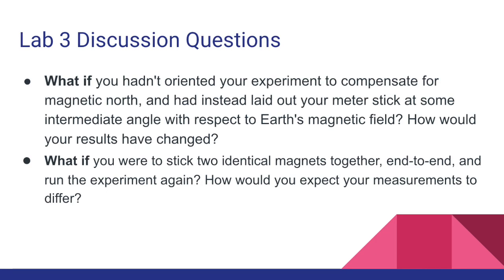Moving on to the discussion questions, if I hadn't oriented my experiment to compensate for magnetic north, my results would be skewed. The Earth would now produce an X component of magnetic field, and we would no longer be able to isolate the effects of the bar magnet. If I were to stick 2 identical magnets together, the total magnetic field produced would be much stronger, which would lead to larger separation distances.